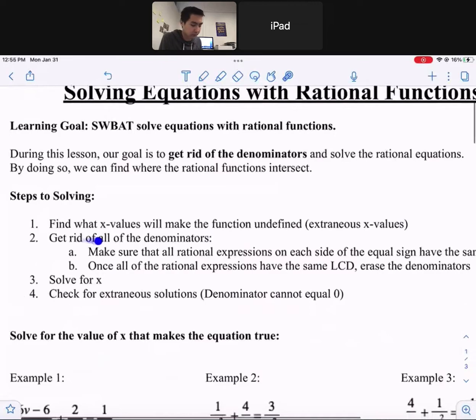You have to find the x values first that make the function undefined. We'll get into that when we solve. The whole goal today is to get rid of all the denominators, and my suggestion is to just multiply everything by the LCD. Then we solve for x, and you check for any extraneous solutions. The denominator cannot equal 0.